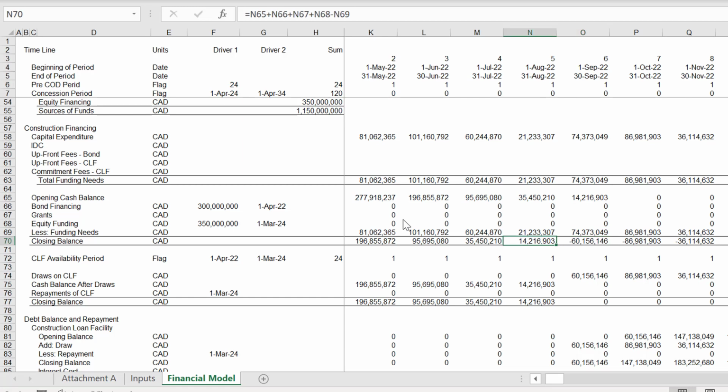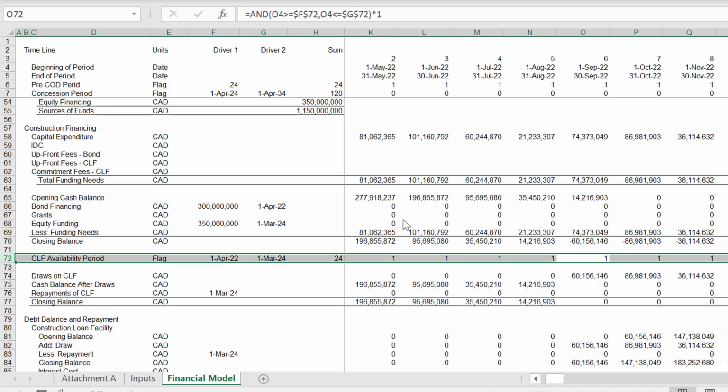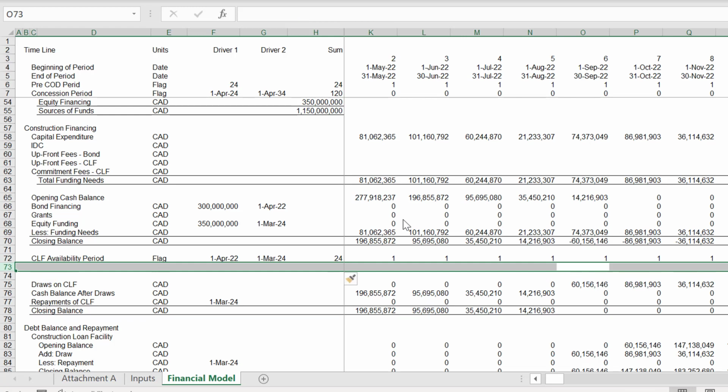And now this didn't work, so we'd have to do some goal seeks. We'd have to issue more bonds or issue more debt, and we'd have to play around with it. Now the other thing we need to do is we need to then put the commitment for our loan.